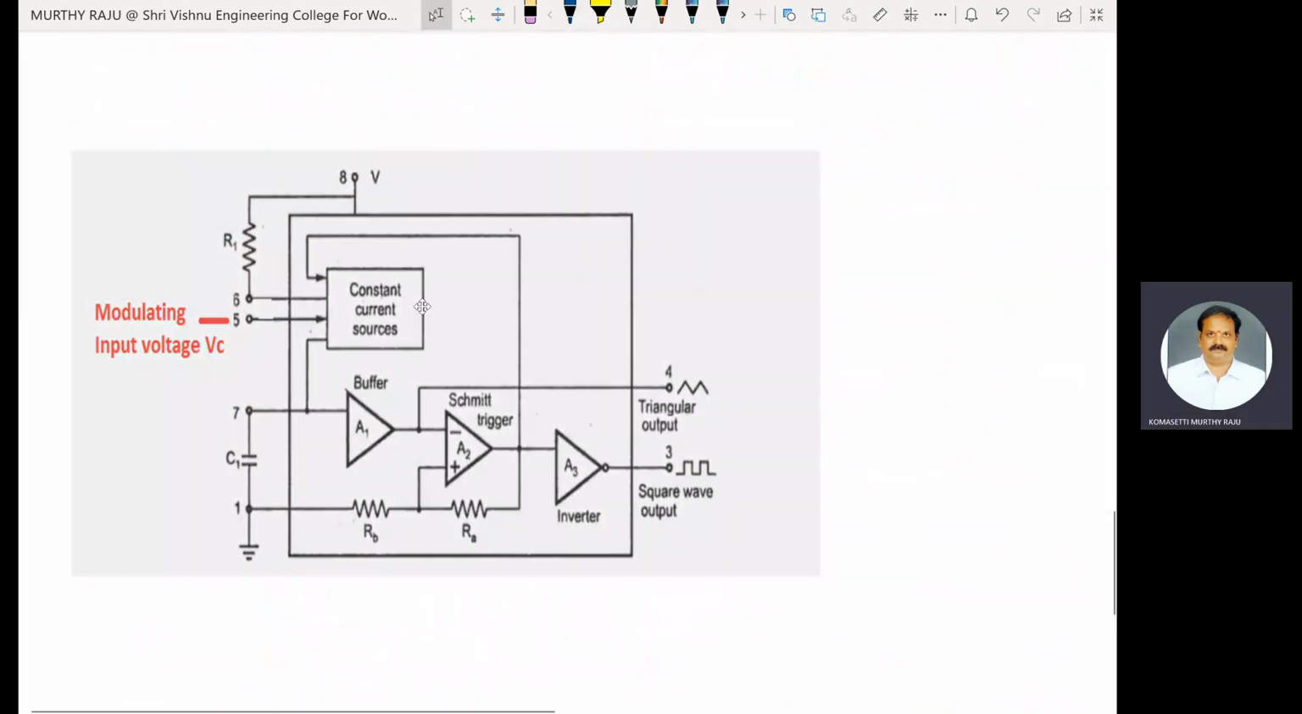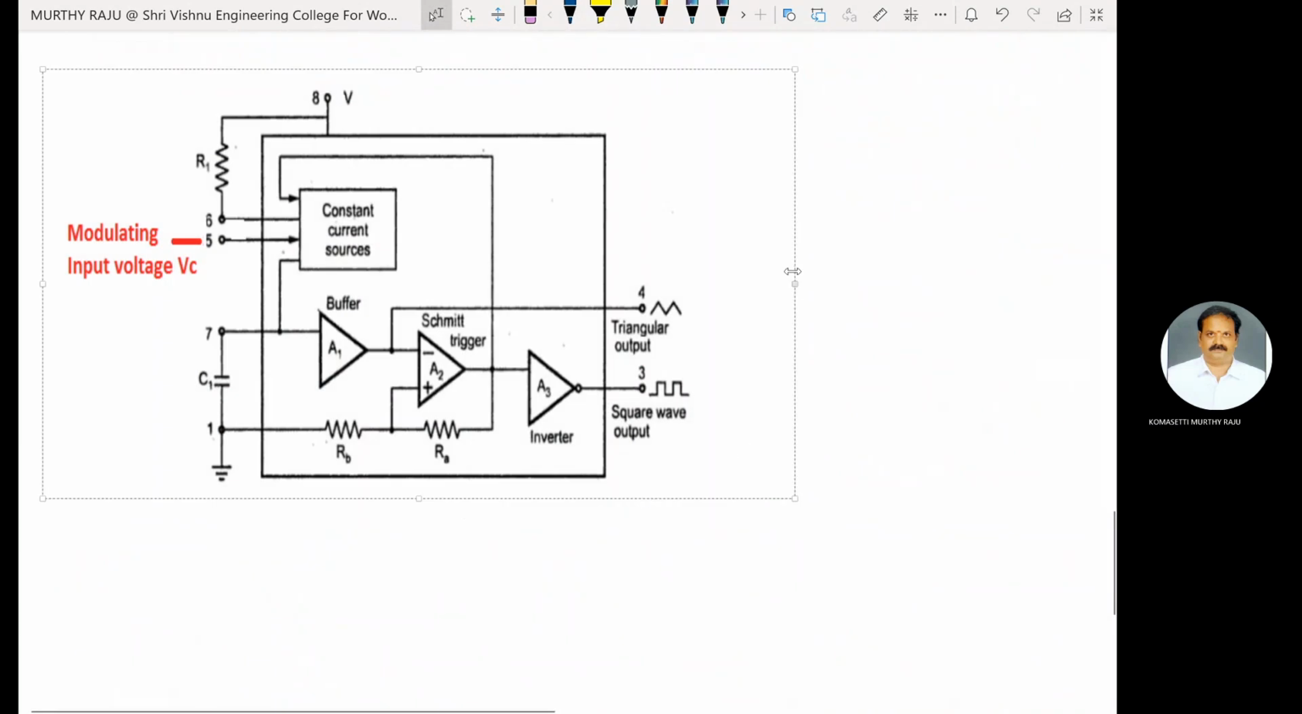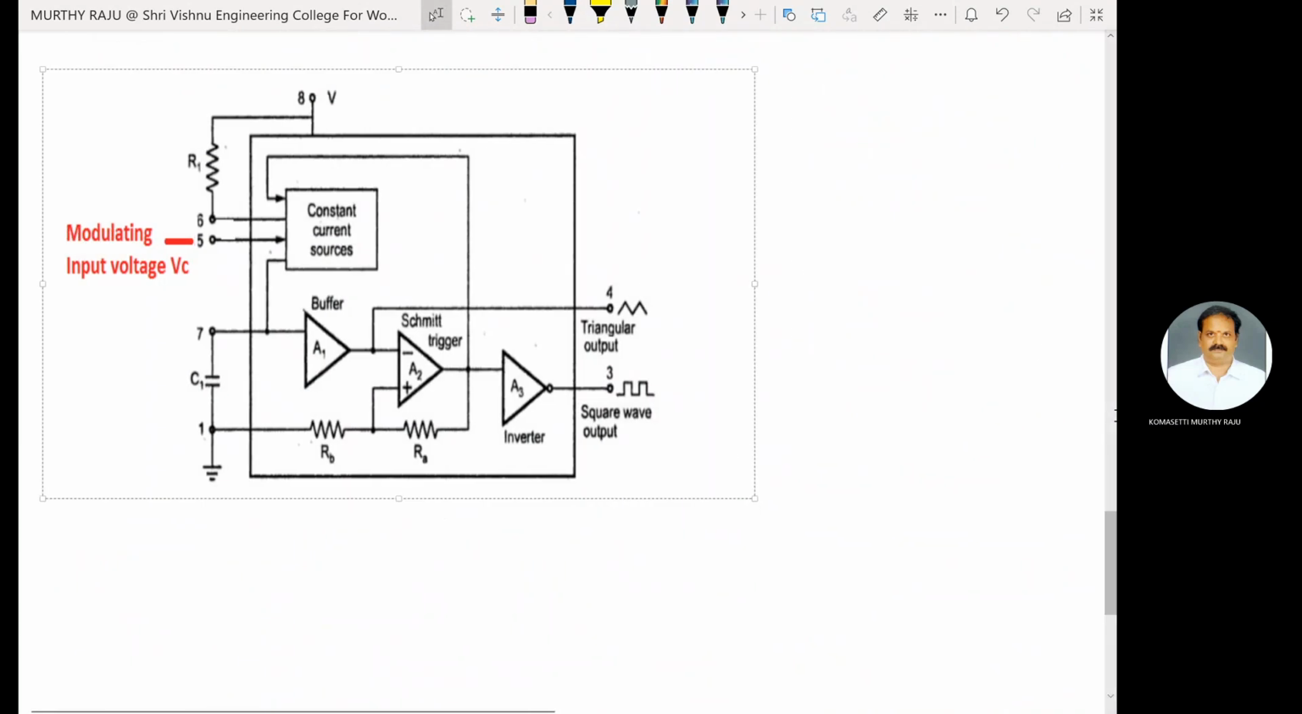Next one, explanation of operation. Here, operation.